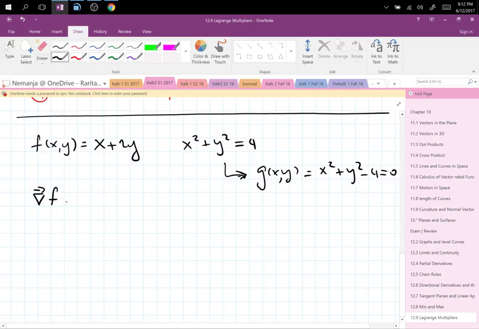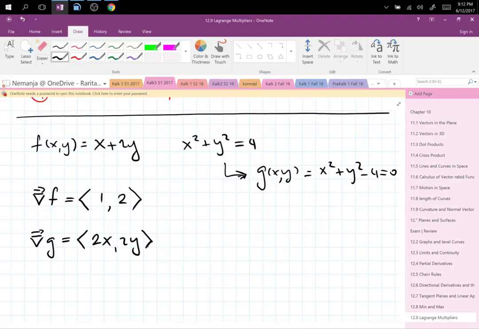What's del F? Gradient. Anyone remembers gradients? It's going to be a test in 2 days. Perfect. So, vector of partial derivatives. So what's the partial derivative with respect to x? Good. What's the partial derivative with respect to y? Nice. Now what's del g? Very good.